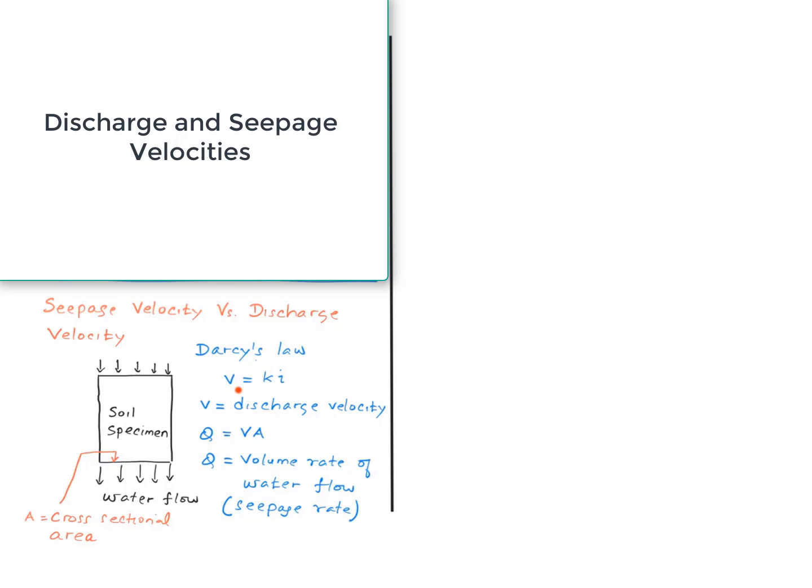I take this discharge velocity, multiply that by the cross-sectional area of the soil specimen, I get the volume rate of water flow, which is also sometimes called the seepage rate.